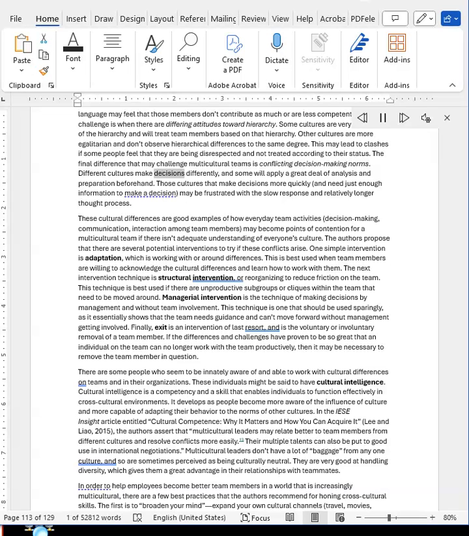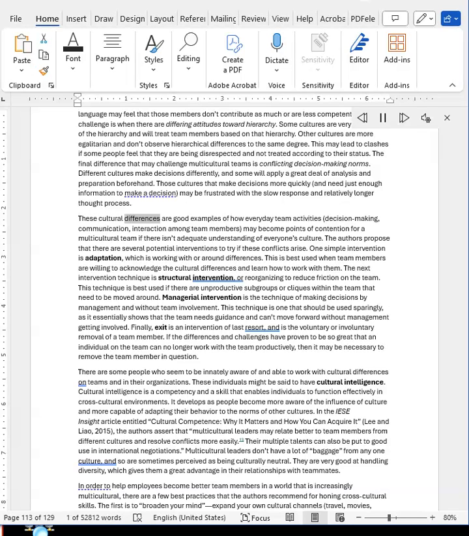The final difference that may challenge multicultural teams is conflicting decision-making norms. Different cultures make decisions differently, and some will apply a great deal of analysis and preparation beforehand. Those cultures that make decisions more quickly and need just enough information to make a decision may be frustrated with the slow response and relatively longer thought process.